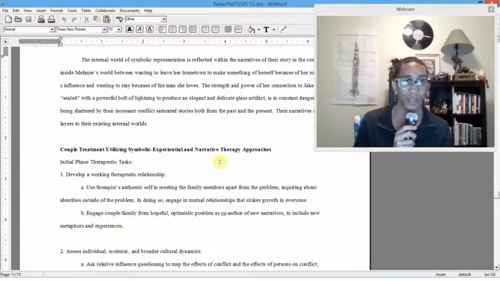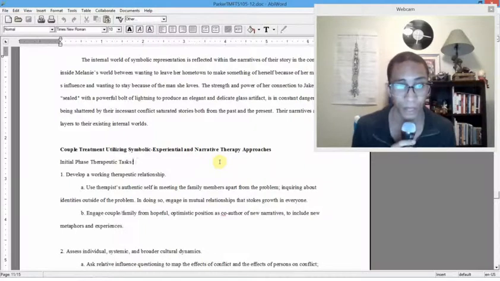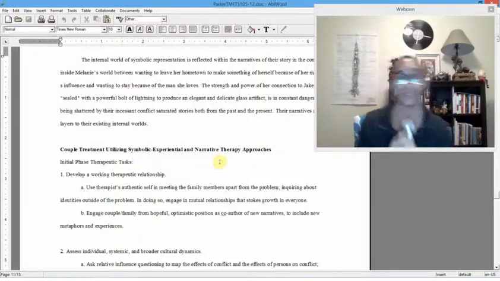So, yeah. Engage the couple or family from a hopeful, optimistic position as a co-author of new narratives, to include new metaphors and experiences. This is what I would be specifically really, really excited about. What you can do in family therapy, especially this approach, is to hear what the metaphors and the symbol systems are that they use to define themselves or define their positions, and very creatively, very craftily use those same metaphors and symbol systems to redefine who they are in a more positive context.